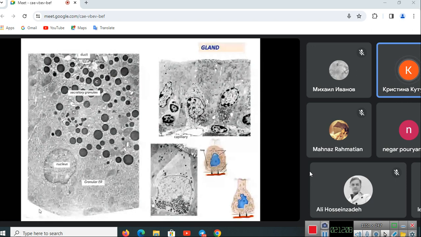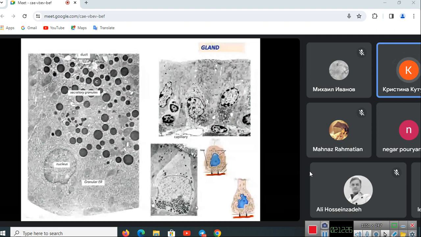Where the basement membrane is, there the basal portion of the cell is. And here we have the duct of the gland, so here should be the apical portion of the cell. So we can say that this cell is an exocrine cell.